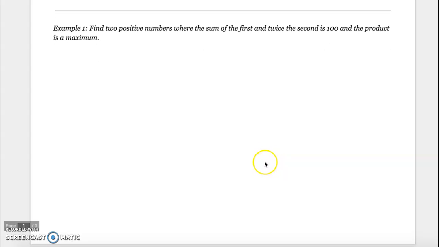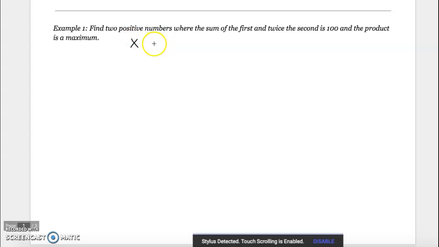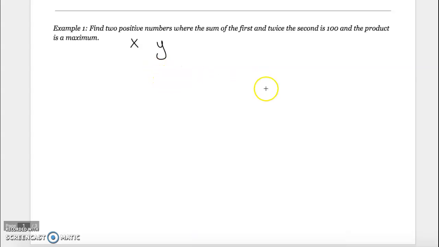In example 1, it says find two positive numbers where the sum of the first and twice the second is 100 and the product is a maximum. I'm not going to draw a picture for this because I don't know how to draw a picture for numbers. I'm just going to assign some variables to the numbers. I want to find two positive numbers, so I'm going to call one of those positive numbers x, and the other one y. I know, really original.